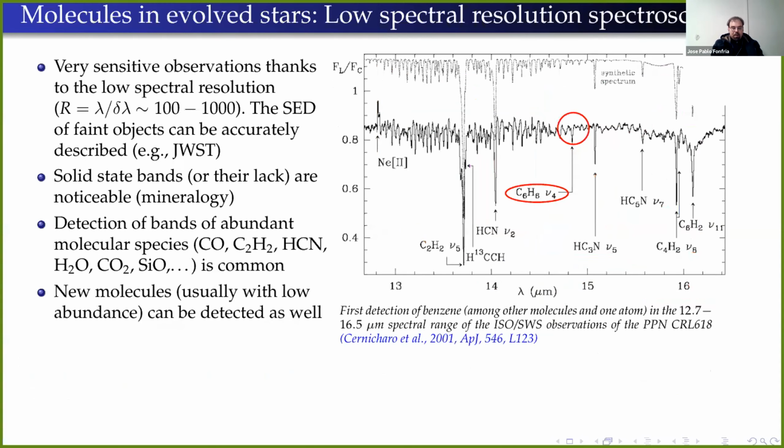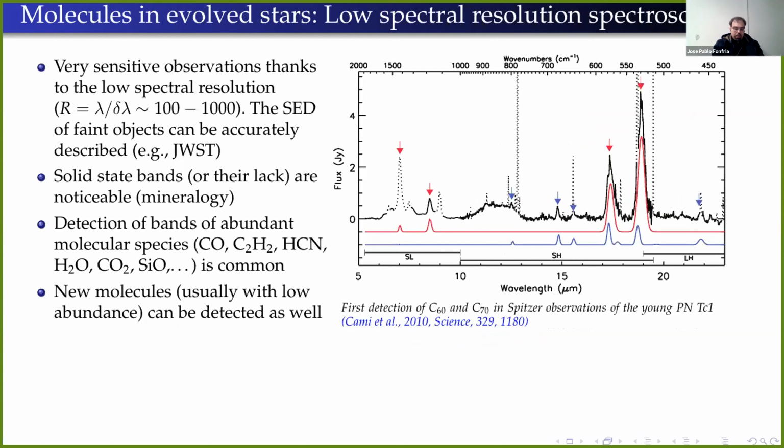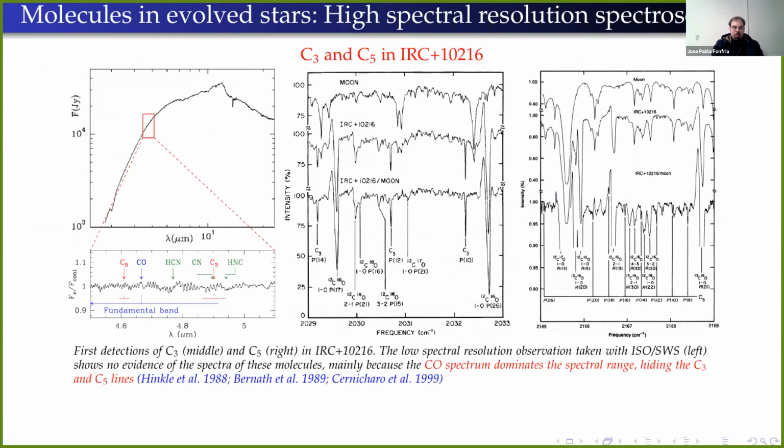One of the most interesting capabilities of low spectral resolution observations is the detection of new molecules, as in the case of benzene, which was detected in the proto-planetary nebula CRL 618, or the fullerenes C60 and C70, which were detected in the young PN DC1. However, high spectral resolution observations can also reveal the existence of new molecules, as occurred with C3 and C5, which were discovered in IRC 10216 long ago.